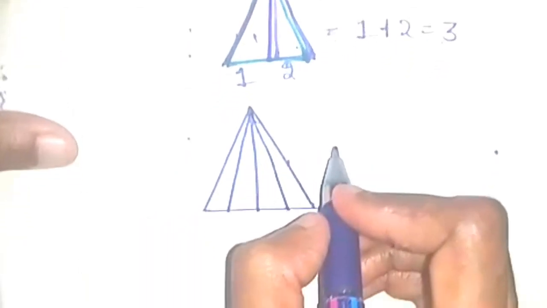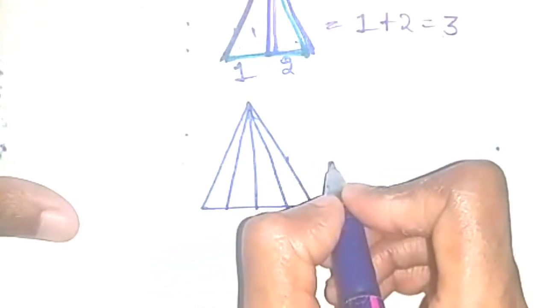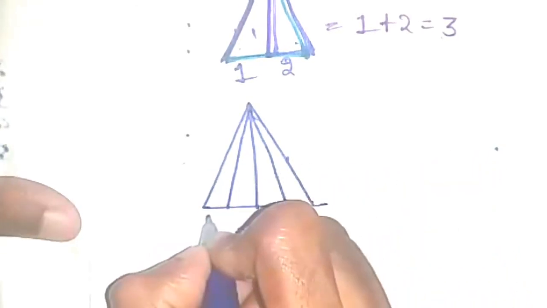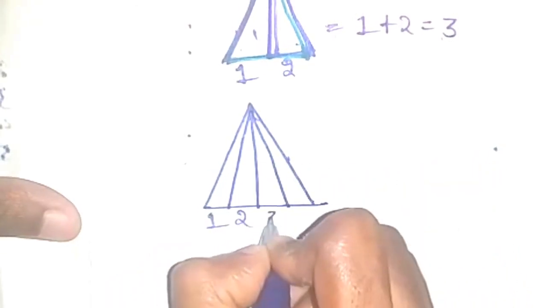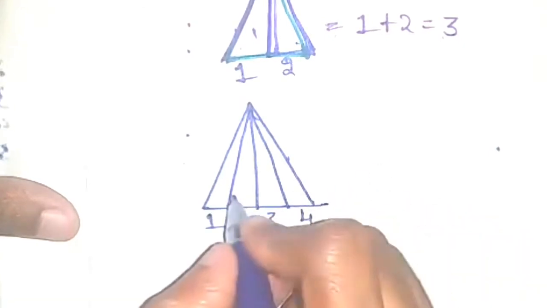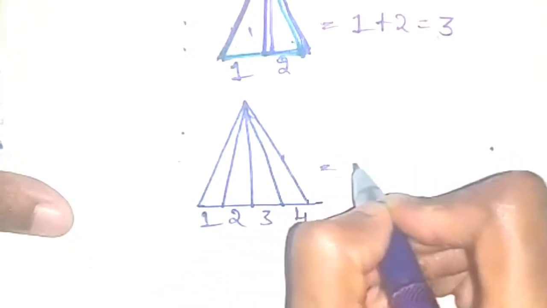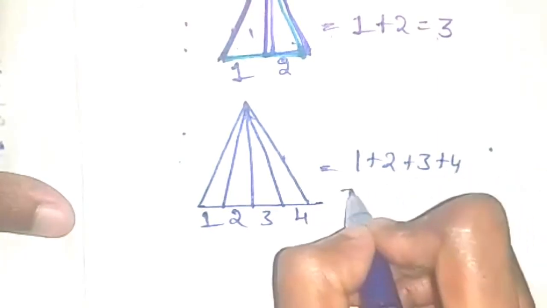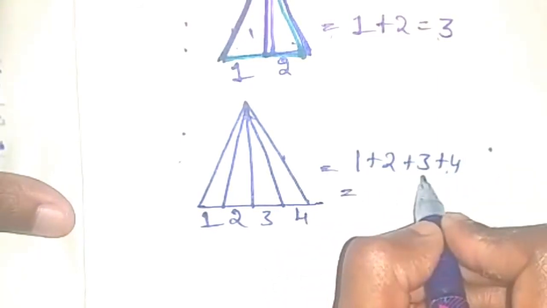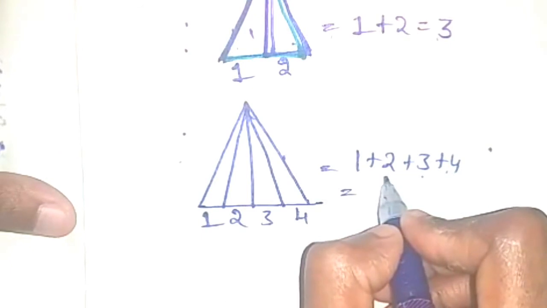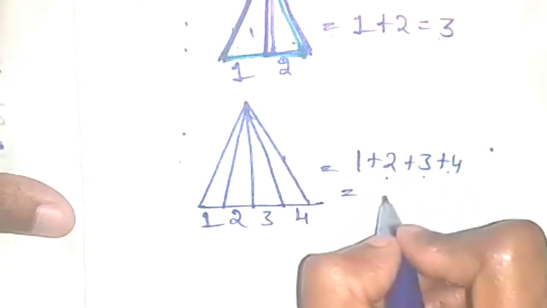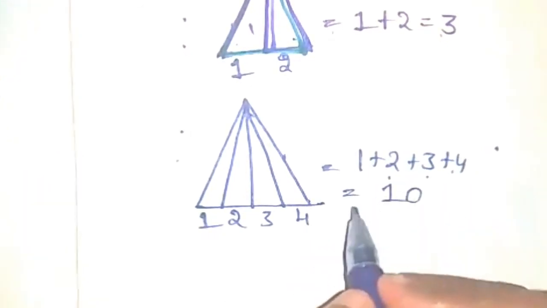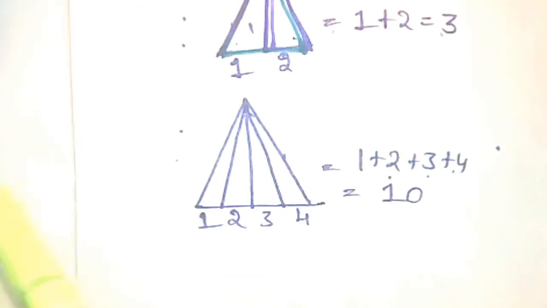For suppose if there is a picture like this, now we have to find the number of triangles in it. What we have to do? 1, 2, 3, 4. It is divided into 4, right? So now 1 plus 2 plus 3 plus 4. How many is it? 4 plus 3 is 7, 7 plus 2 is 9, 9 plus 1 is 10. So how many triangles are there? 10 triangles. In this picture we will get 10 triangles.